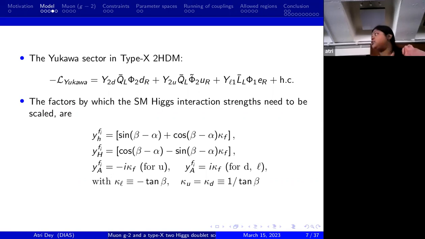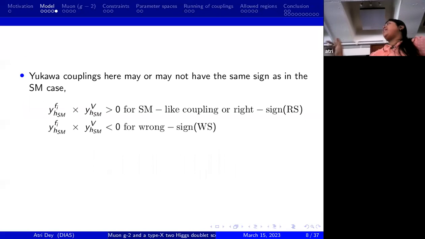So for our case, we are looking for two different scenarios. One is the right sign scenario, which is basically the standard model scenario, where the standard model Higgs coupling with the fermions and the standard model Higgs coupling with the gauge bosons have the same sign, and for the wrong sign, they have opposite sign.